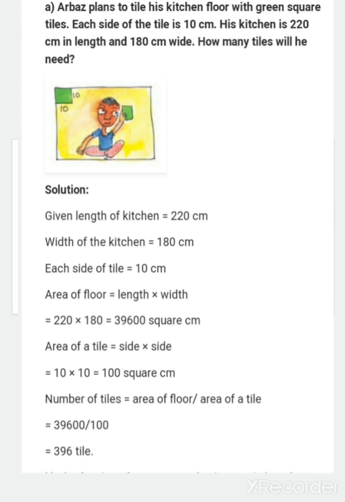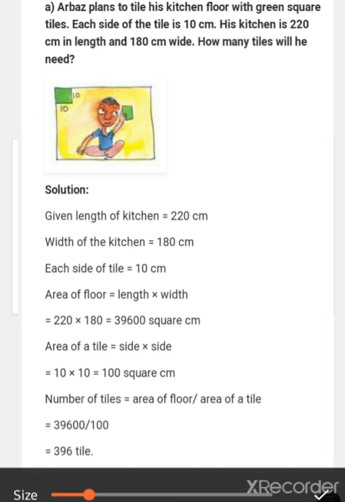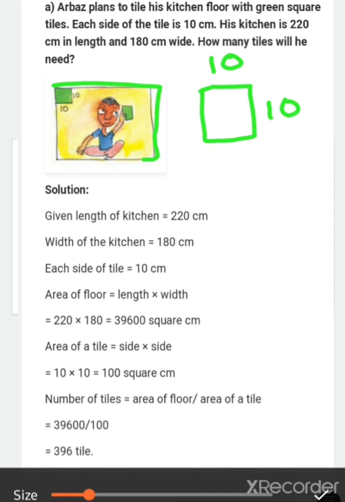So today we'll do one question and after that you have to do others. Now here in this question it is said that Arbaz plans to tile his kitchen floor with green square tiles. As you can see, green square tiles are there. Each tile has 10 centimeter, means the side of each tile is 10 centimeter. His kitchen is 220 centimeter in length, and the breadth of the kitchen is 180.